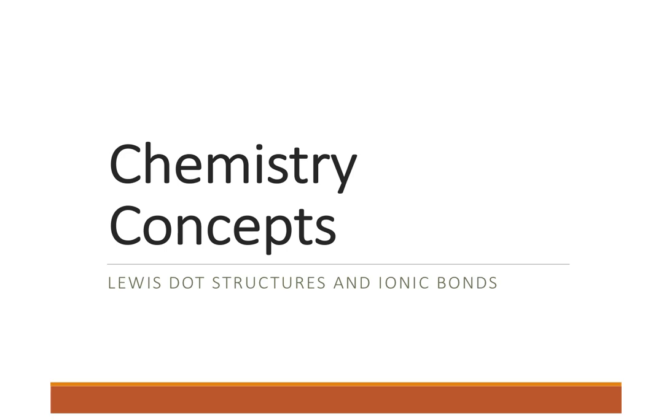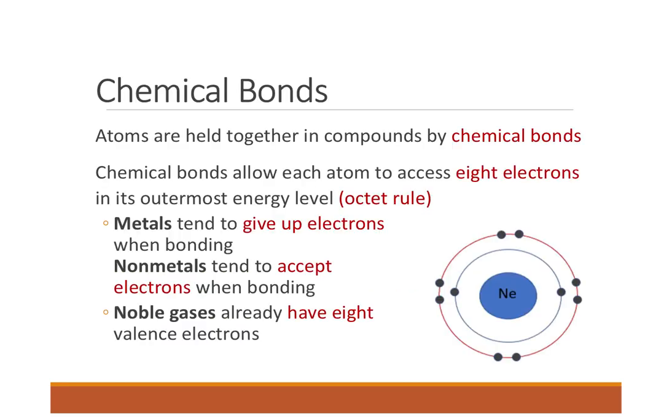In this video, I'm going to be talking about Lewis dot structures and how we use them to show ionic bonds. Before I get into the details of Lewis dot structures, I just want to say a few things about chemical bonds. Now, atoms, of course, are held together into compounds by chemical bonds. That's why they stick together.